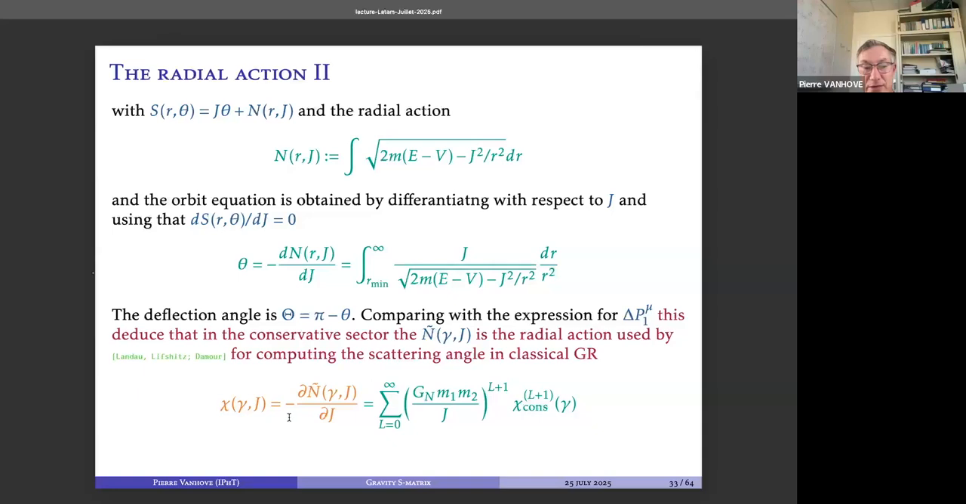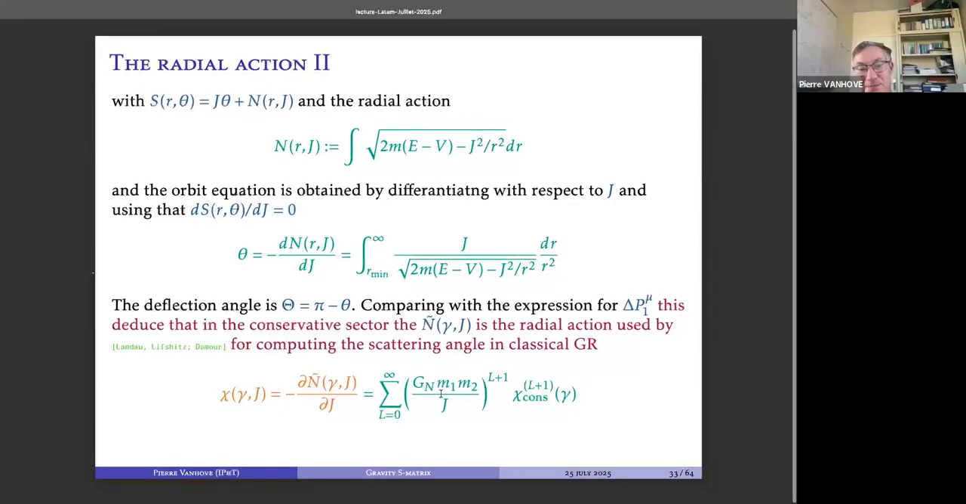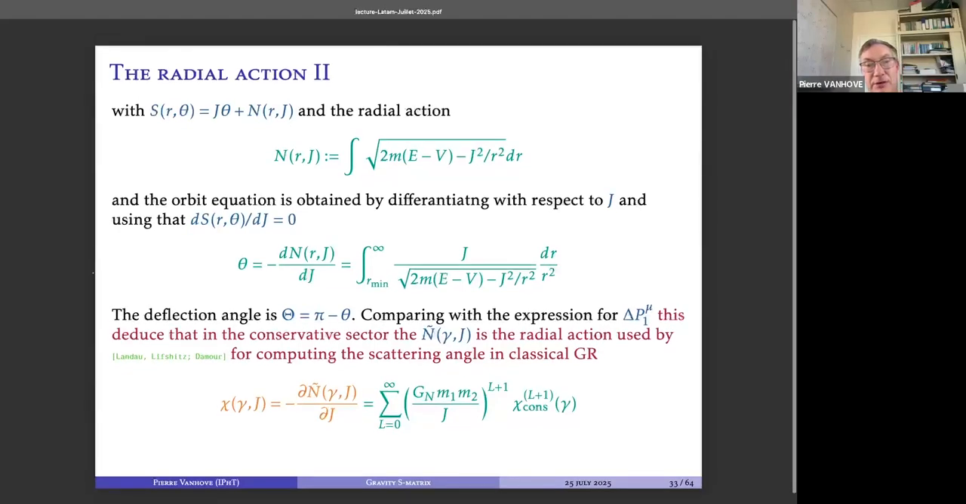And this way, we know that the scattering angle is obtained by the derivative with respect to J of this function. I've presented the form of this function to some small order in perturbation, which has an expansion in terms of G Newton, the mass, and the angular momentum to some loop order. This is exactly what you have, for example, on this cover of Nature.